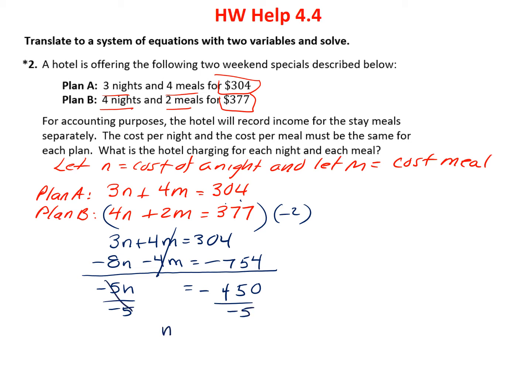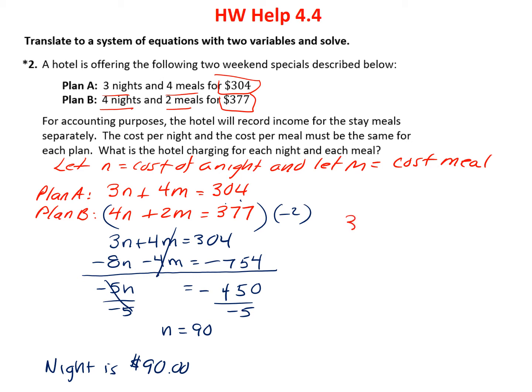And we end up finding out that n equals, 5 goes into that, 90. So the cost for a night is $90. All right? So one night is $90. So now we need to find the cost of a meal. So we pick either one of these equations and plug back into it. So let's just take the first one.